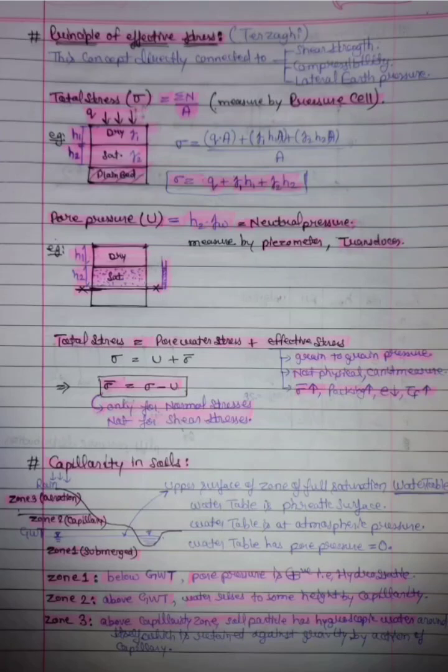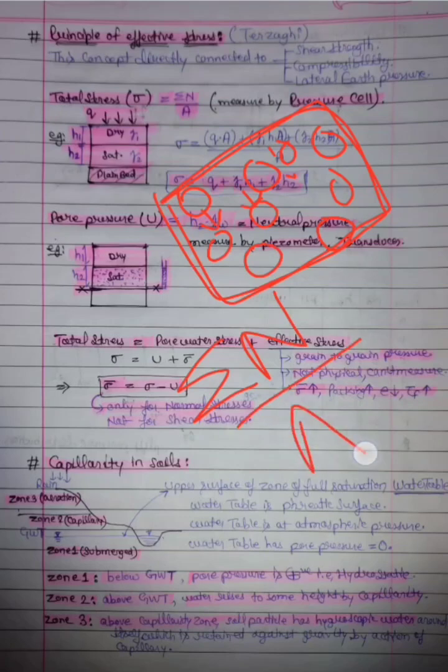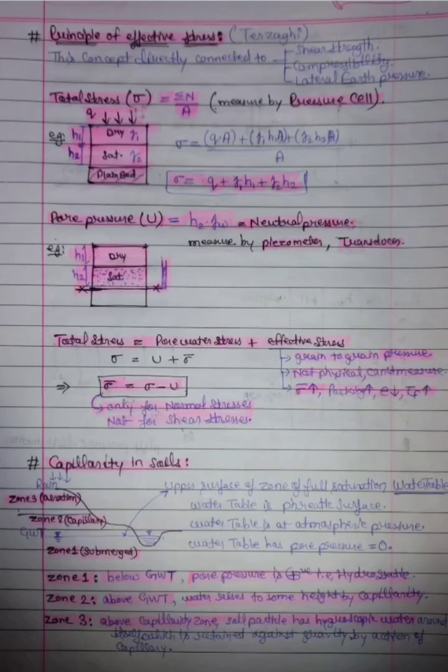Now we know in any soil mass there are many particles. If this is my soil mass and there are n number of particles, on each particle there will be a normal stress. The summation of all those normal stresses is represented by sigma n, and for ease of calculation I take the cross section of my specimen. This stress will be called the total stress, denoted by sigma, that is the summation of all the normal stresses upon the area of the specimen. This stress is measured by a device called a pressure cell.